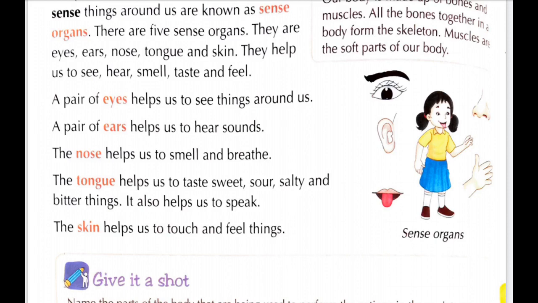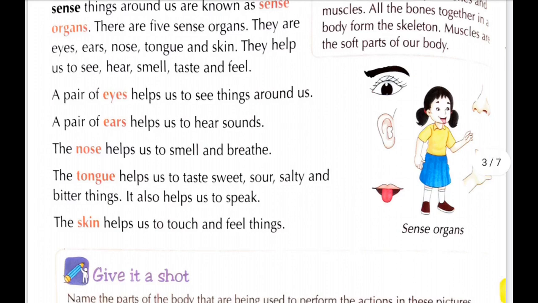Nose helps us to smell and breathe. Tongue helps us to taste the food, like sweet, bitter, sour, salty, and so on. It also helps us to speak. And the last one is skin. It helps us to touch and feel the things. So you can see the pictures over here. Sense organs are given: eyes, ears, tongue, skin, nose. Now move on to the next.